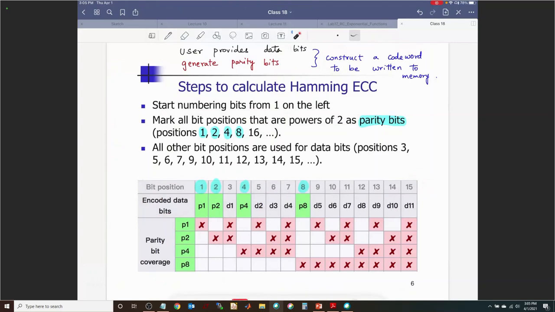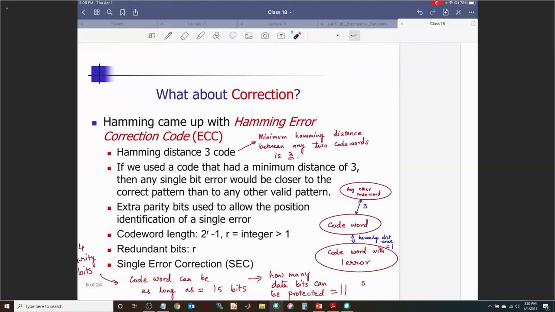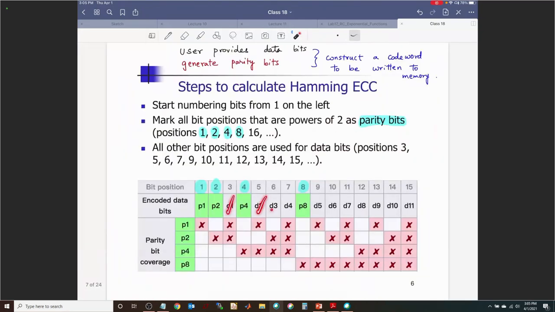And then all the other bit positions are going to be used for data. In our case, 3, 5, 6, 7, all 9 through 15. All of those are data bits. And how many data bits are there? Maximum of 11, right? So that's your 11 bits: D1, D2, D3, D4, D5, all the way to D11. Those are your user provided data bits.